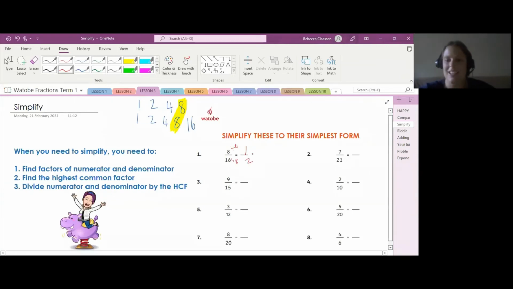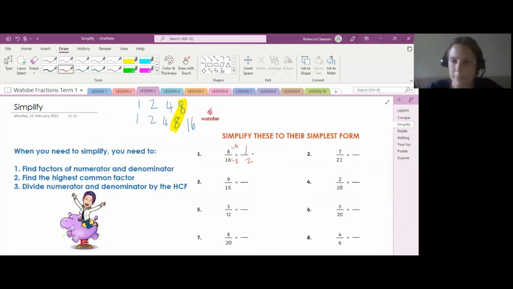Excellent. Thank you very much. And that's it. That's all there is to simplifying. So we're going to think through our factors first, and then we're going to divide by the highest common factor. Okay. Should we do another one together? I think let's do one more.